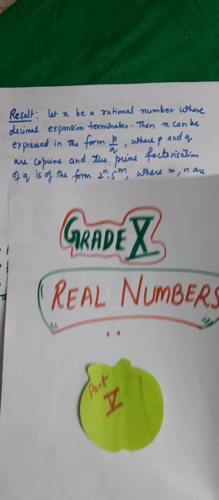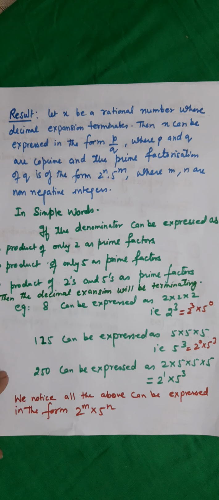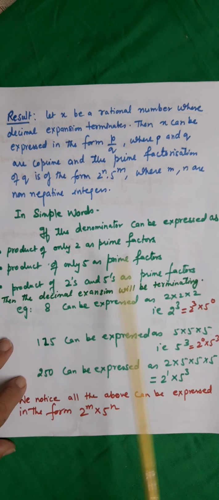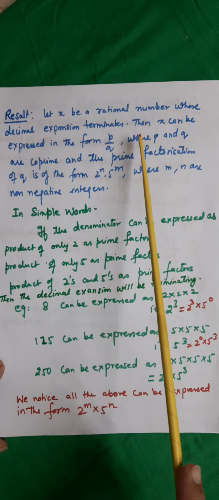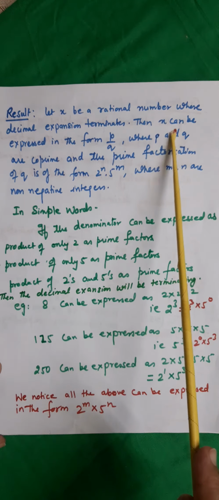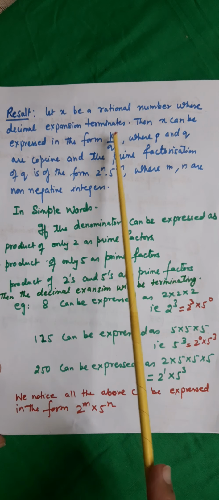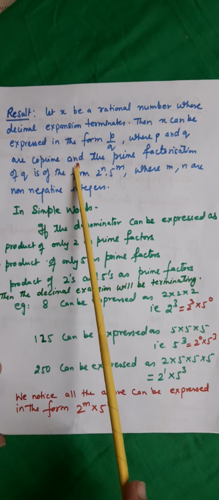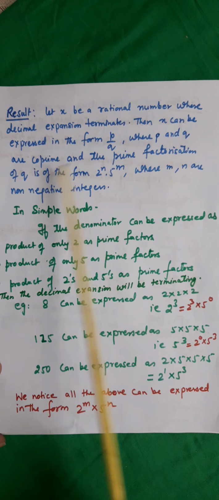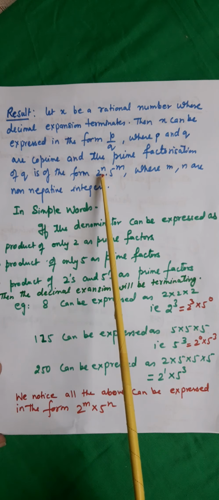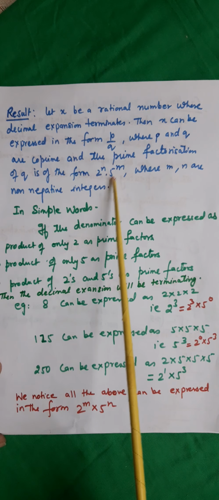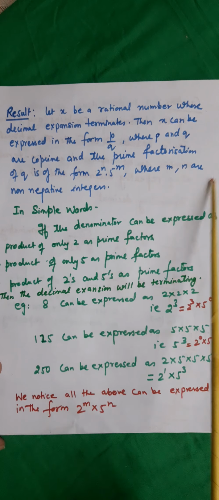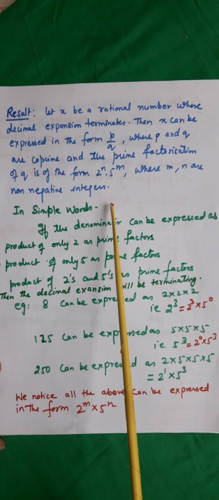Today we will discuss the last result of this chapter, that is, let x be a rational number whose decimal expansion terminates. Then x can be expressed in the form p upon q, where p and q are co-prime, and the prime factorization of q is of the form 2 raised to the power m into 5 raised to the power n, where m and n are non-negative integers.